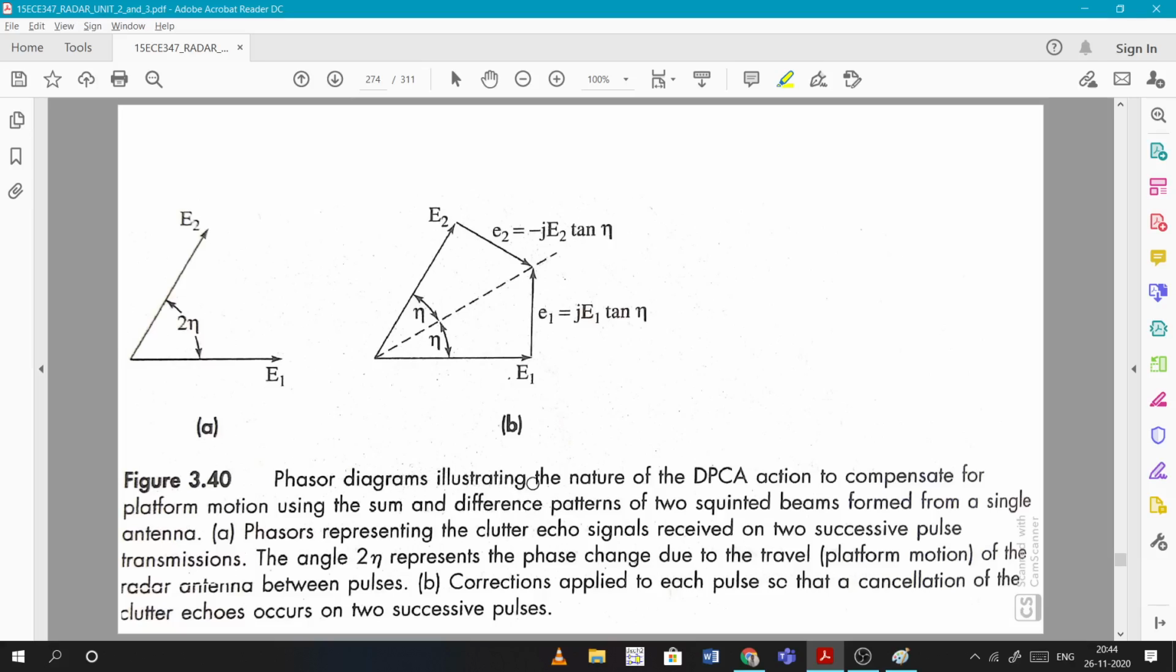So the phasor diagram illustrates the nature of DPCA action of compensating for platform motion using the sum and difference patterns of two squinted beams formed by a single antenna. Phasors represent the clutter echo signals received on two successive pulse transmissions. The angle between them is 2 eta, representing the phase change due to travel.